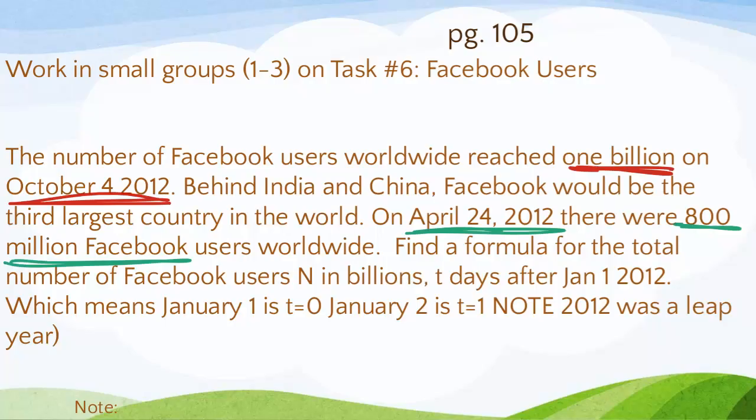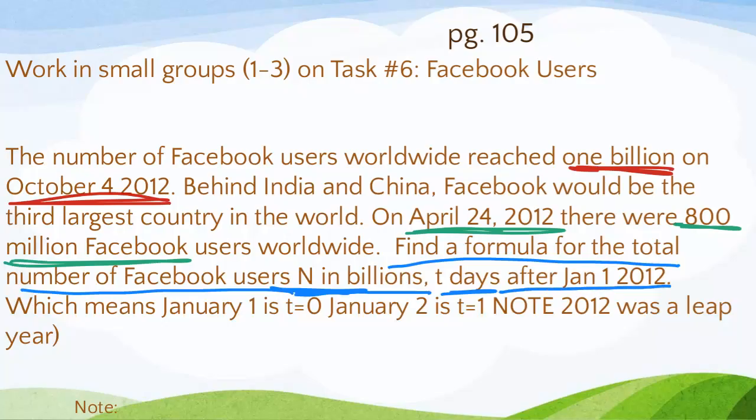Here's your task. Find a formula for the total number of Facebook users, N, in billions, T number of days after January 1st, 2012. So we are not looking at T in terms of years. We are looking at T in number of days. That means January 1st is going to be T equals 0. January 2nd is T equals 1.